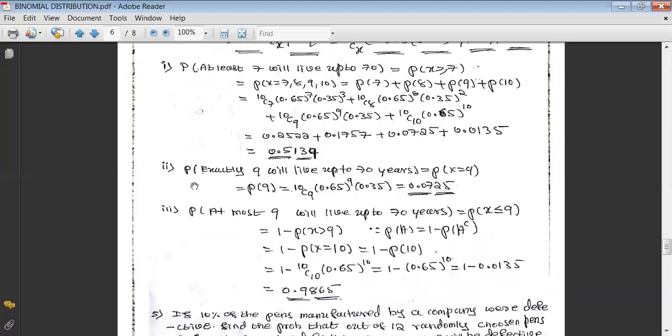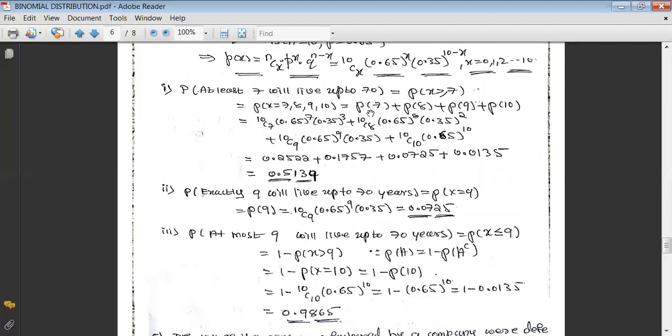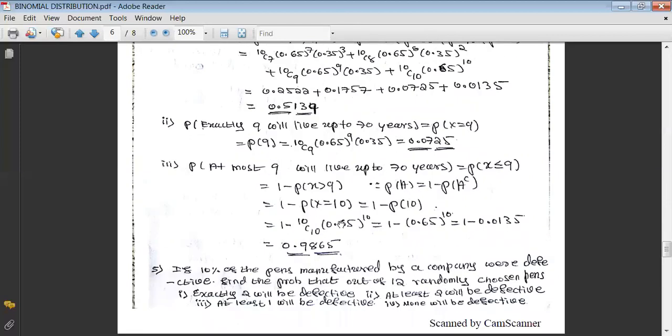Now, in the second case, we want the probability that exactly 9 will live up to 70 years. That means x should take the value 9, that is as good as P of 9. In the probability function we have written here, if we take x equal to 9, it becomes 10C9, 0.65 raised to 9, 0.35 raised to 10 minus 9, that is 1. Once calculated, it results like this. That means the probability that out of 10 people, 9 will live up to 70 years is 0.0725.